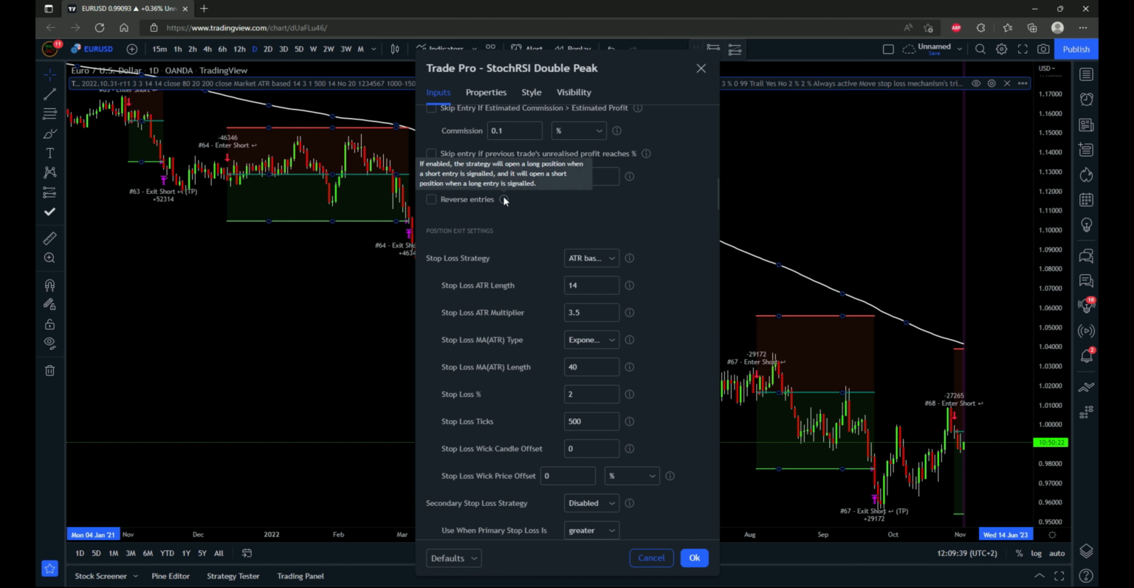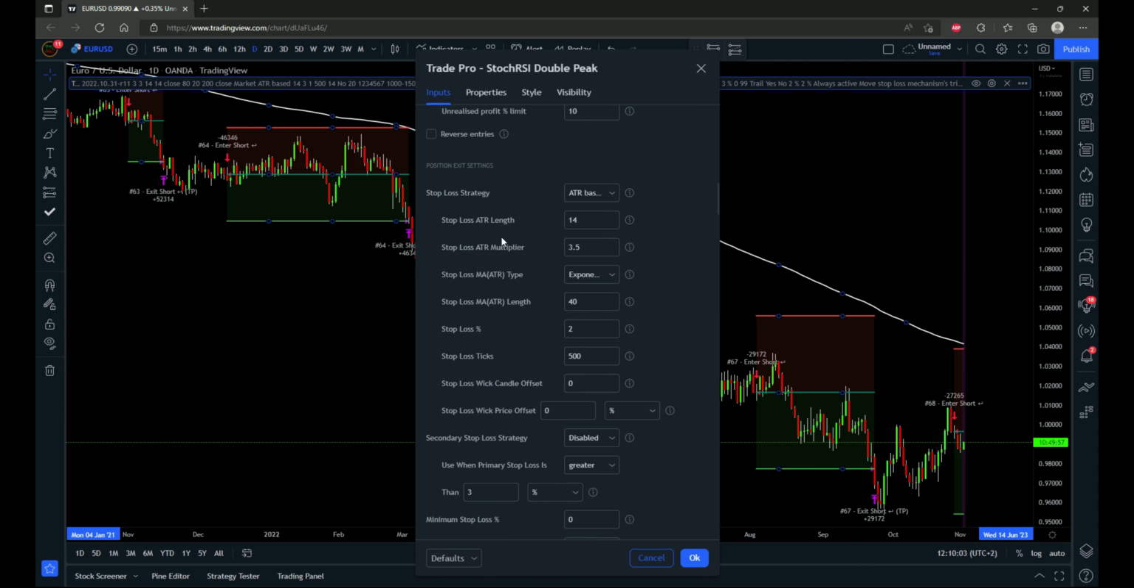So essentially, if enabled, the strategy will open a long position when a short entry is signaled, and it will open a short position when a long entry is signaled. This is an interesting thing because if you find some settings that have absolutely horrible results, it could be interesting to try taking the opposite side of those trades. So you can try reverse entries, and this is a very interesting one here.